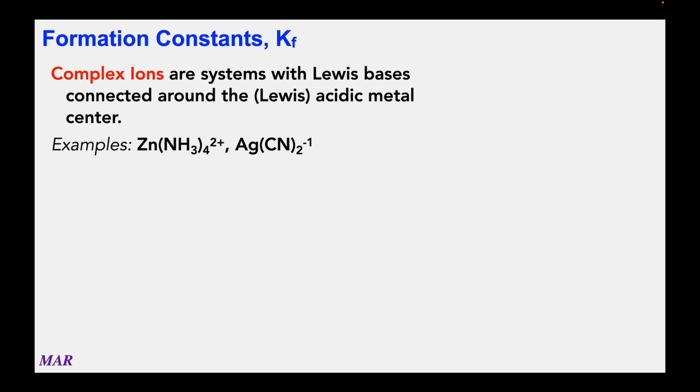But again, the important part is that the metal will be the Lewis acid, and the bases will be something with lone pairs that are pushing themselves in. So ammonia is a great Lewis base. It's got the nitrogen on it with a lone pair like we talked about. Cyanide is a great Lewis base. Both the carbon and the nitrogen, if you draw the Lewis structure out, have lone pairs. So there's lots and lots of lone pairs running around there.